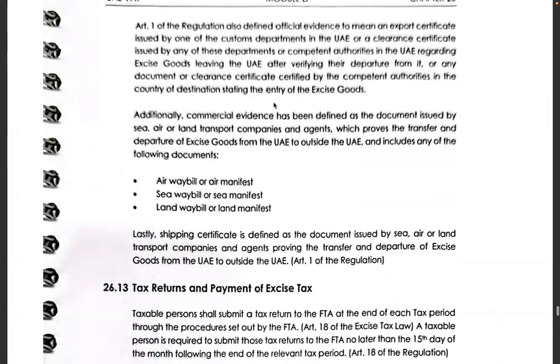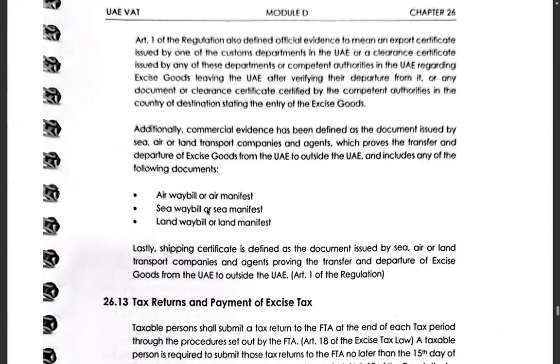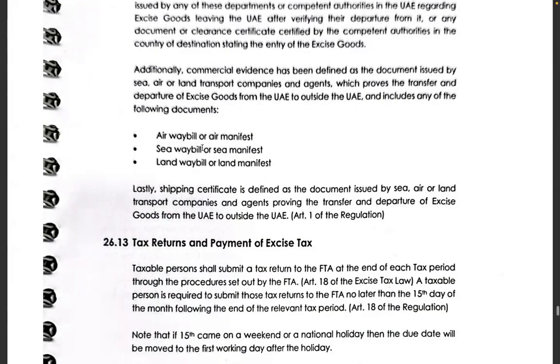Additionally, commercial evidence has been defined as the document issued by sea, air, or land transport. So whenever we are dealing with excise tax and exporting, there is official evidence and there is commercial evidence. Official evidence, we saw, is the clearance certificate, export certificate, etc. This is called official evidence because it is issued by the government authorities, the customs authorities, etc. But commercial evidence is something different. This is the shipping evidence, basically: the bill of lading, airway bill, landway bill, etc. These are known as the commercial evidence.